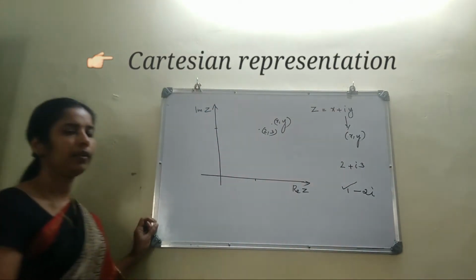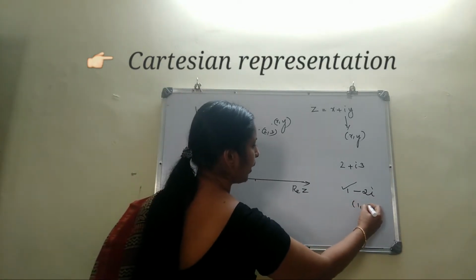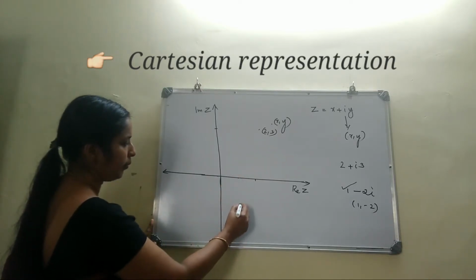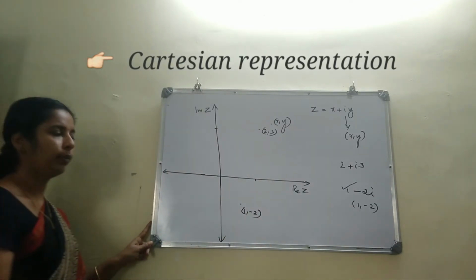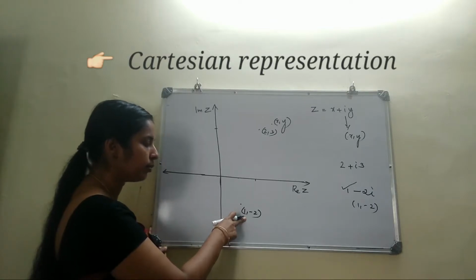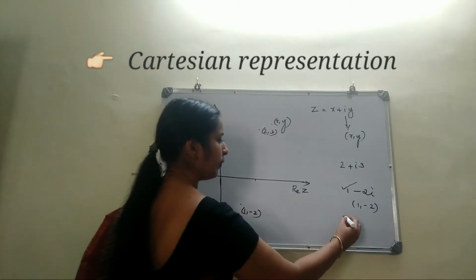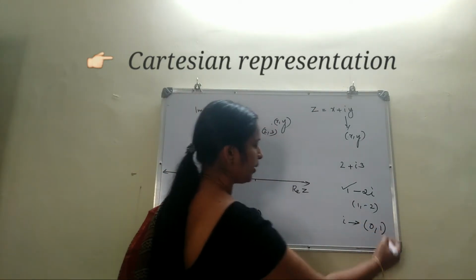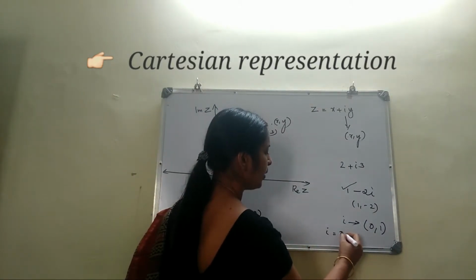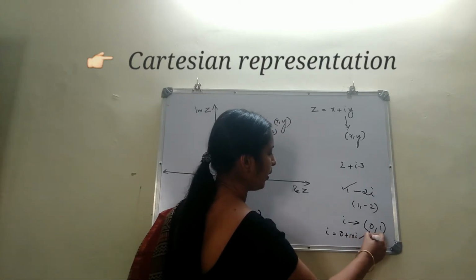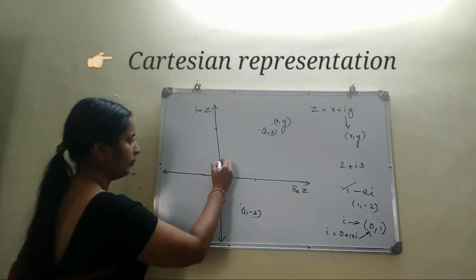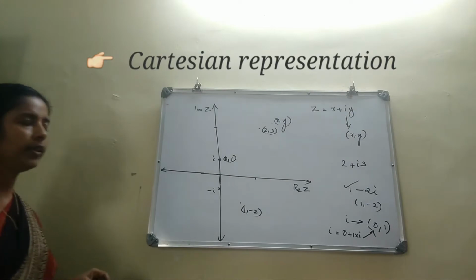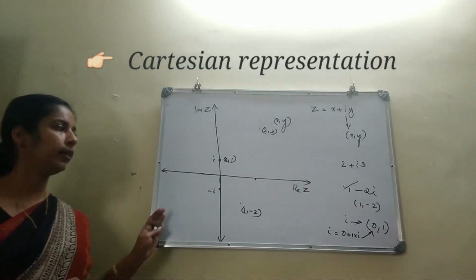Complex number 1 minus 2i. 1 minus 2i is the ordered pair 1, minus 2. See, this is the ordered pair 1, minus 2 and the corresponding complex number is 1 minus 2i. Next, can you mark the complex number i? First you express it in the form of an ordered pair. i, its real part is 0 and imaginary part is 1. i is 0 plus 1 times i. So it is the ordered pair 0, 1, and this point is i. And this point is minus i. Similarly, you can mark any complex number in this plane.